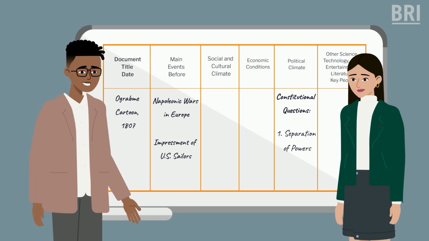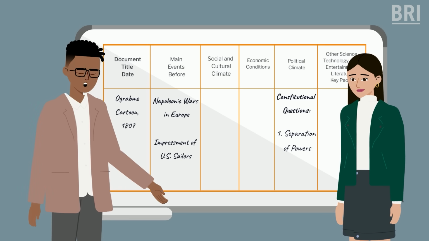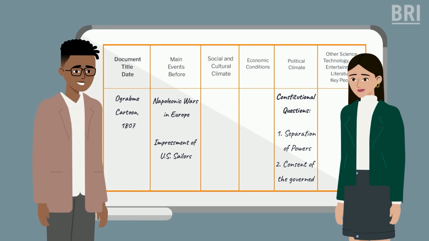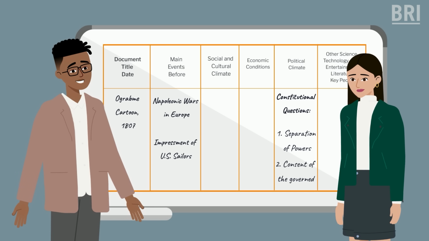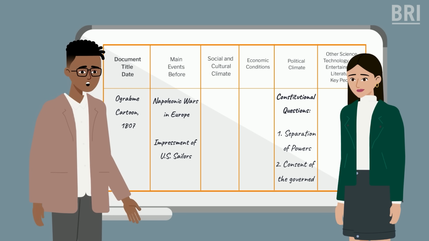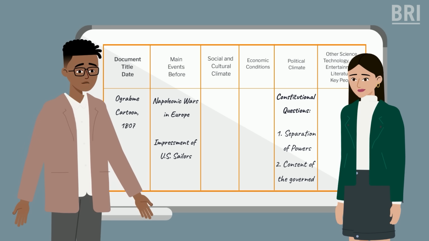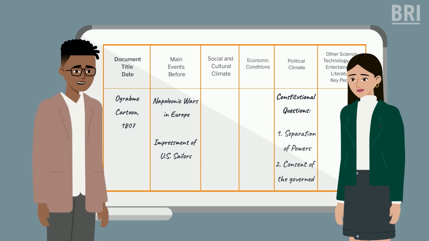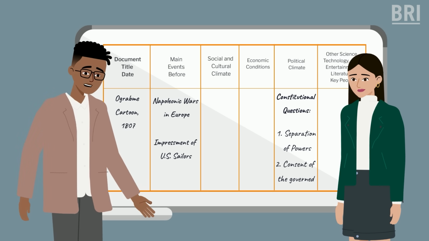This can bring us to our next constitutional question. For number 2, let's add consent of the governed. By looking at this context, we can see how the Constitution states the powers of each branch, but there can still be disagreement about what each branch can do and about what's best for the country.